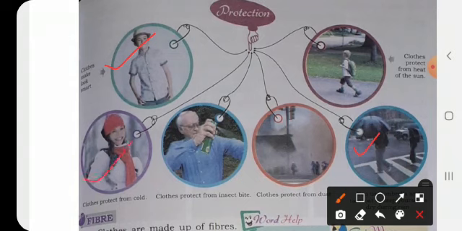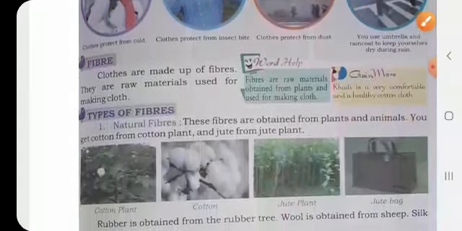Then we use disinfectants on our clothes. We wear full clothes for protecting ourselves from insects, and the school uniform that you wear protects you from the heat of the sun. So these are some familiar reasons that we wear clothes for.